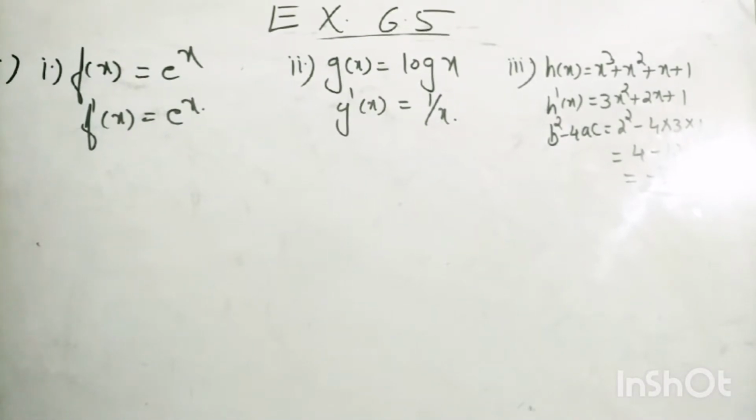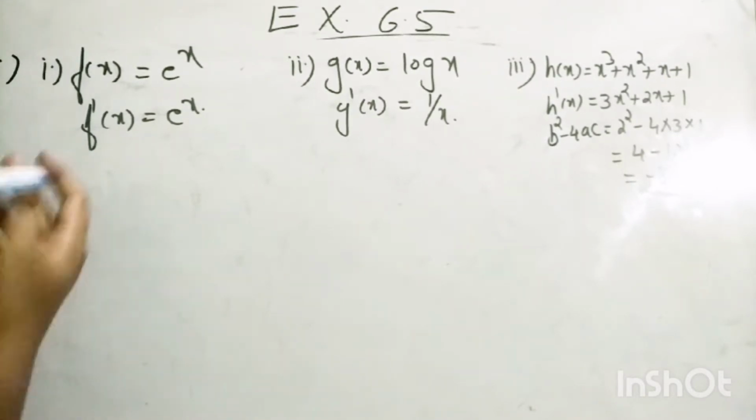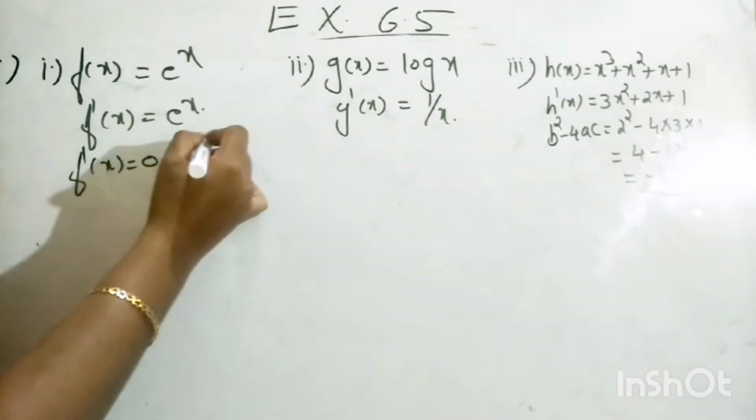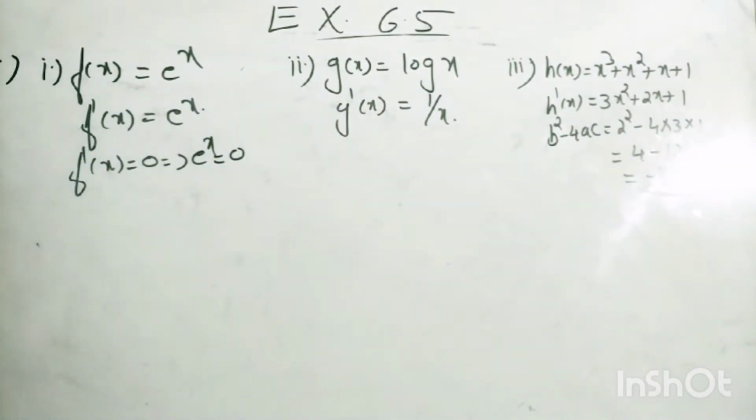And actually this f dash of x is equal to 0. If f dash of x is equal to 0, what we will get? f dash of x is equal to 0 implies e raised to x is equal to 0. But the exponential function can never assume 0 for any value of x.